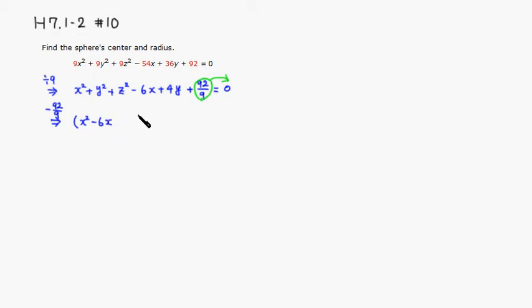Then I'm going to give a little bit of room here. And then we have y squared plus 4y, and a little bit of room here, and the z squared is by itself. Then you would have negative 92 over 9.